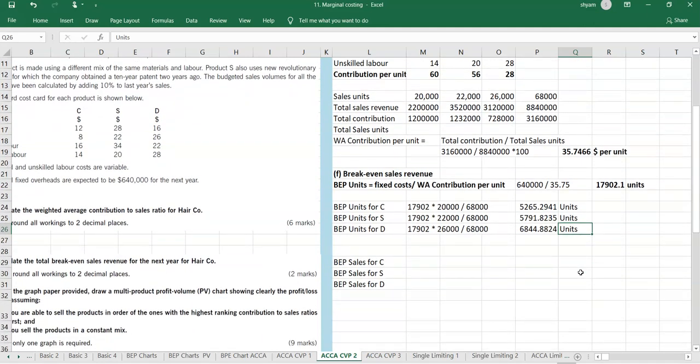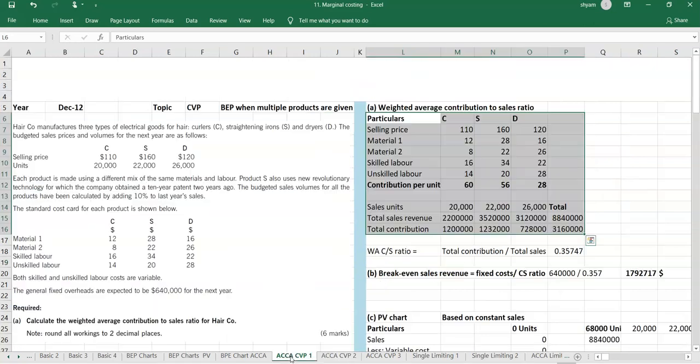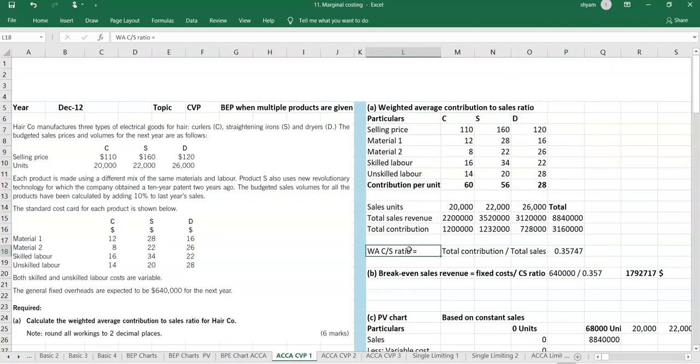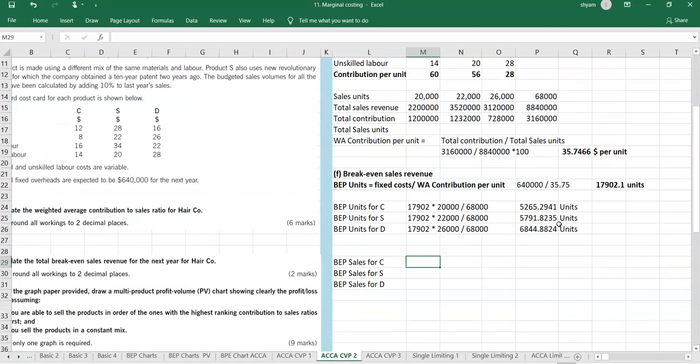Can we find out the sales amount, the BEP sales? Now we can find it out. Earlier we found it in a different manner. We found the weighted average CS ratio, then divided the fixed cost by the weighted average CS ratio, and we got the break-even sales amount. But now we are asked to find first the units of break-even, and then the amount. To find the amount, it's quite simple from here.